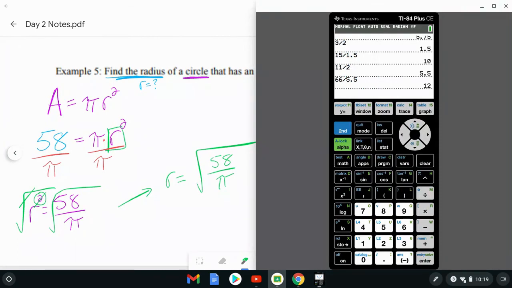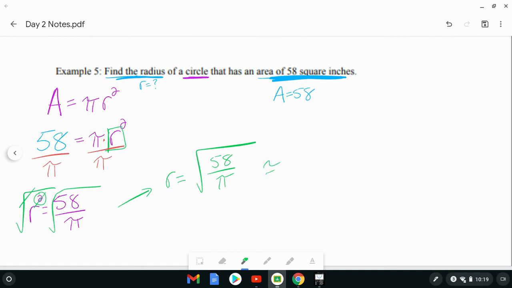Now we got to just be careful when we plug it in. So we're going to go ahead and do the square root, which is second, and then this button, that's how you get a square root of 58 divided by pi, which remember we showed yesterday, that's that little blue symbol there. So second, and then that button, hit enter, you get 4.3. Okay, so the radius would be roughly 4.3, and it's talking about inches, so that would be inches as our unit.